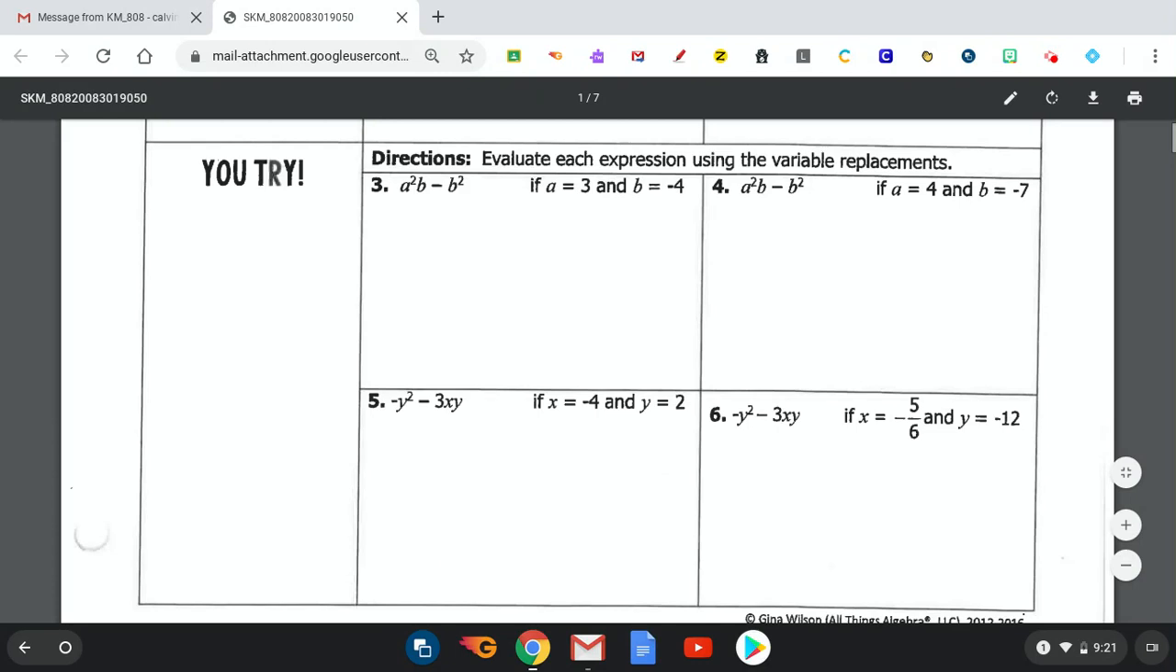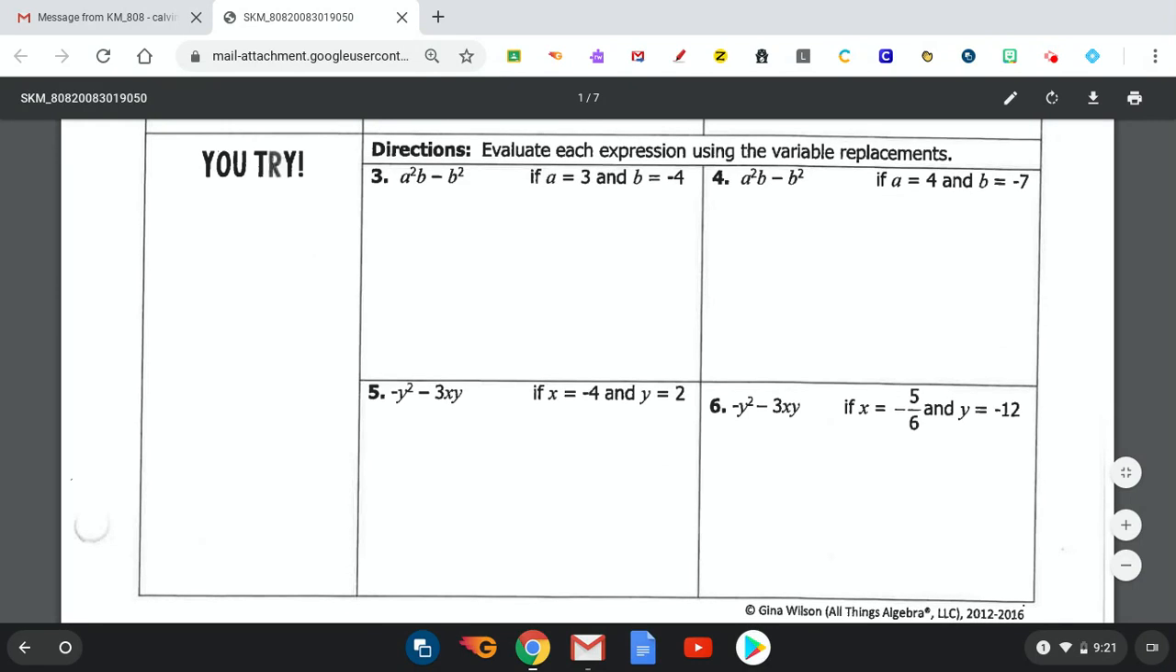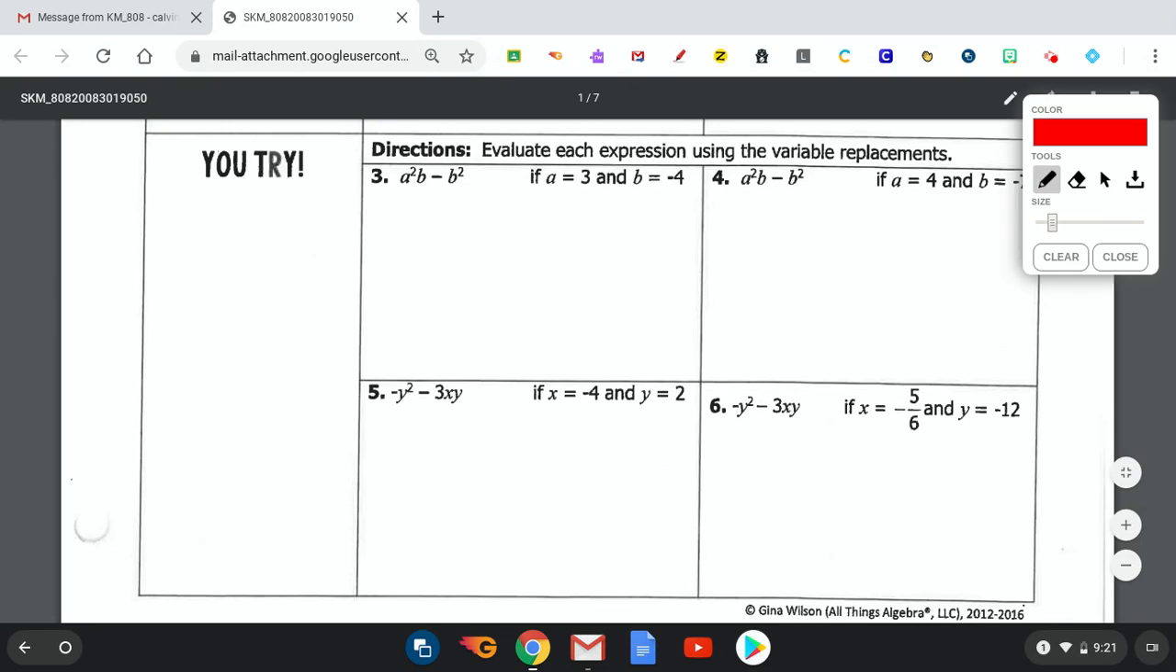Again, you need to be doing these with me for your notes. All right, so I have a squared, b, and then b squared. So a is 3, b is -4. You're just substituting those in. So put parentheses around the a, put a 3 in, put the squared symbol, put parentheses around the b, put a -4, bring down the minus sign, put parentheses around the b, it's -4 again, and then squared.